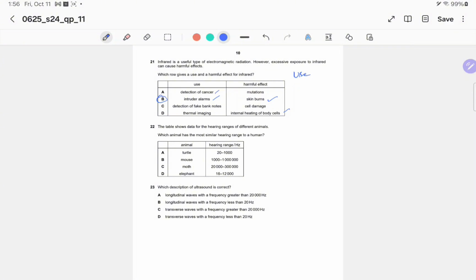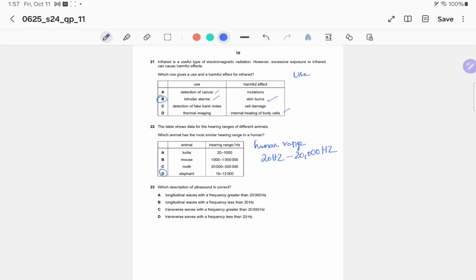Now 22nd question. The table shows the data for hearing ranges of different animals. Which animal has the most similar hearing to humans? First we will write the human range. We generally hear from 20 hertz to 20,000 hertz. Is anything nearby? This one starts at 20, but it is not 20,000. Here the beginning itself is 20,000. The last one, the elephant, is nearer, 16 to 12,000. So we will go for elephant.